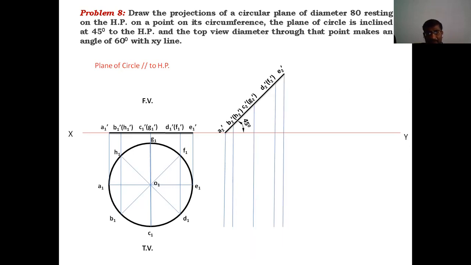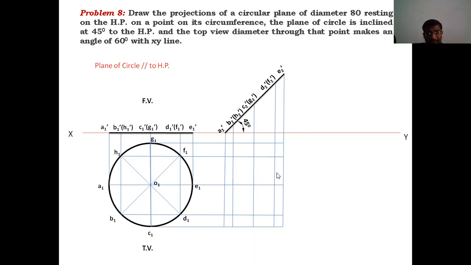These are the projection lines from each point. Dear students, after drawing the vertical projection from each point, draw the horizontal projections from A1 and E1, B1, D1, C1, H1, F1, and G1. These are the horizontal projections from the first stage top view.